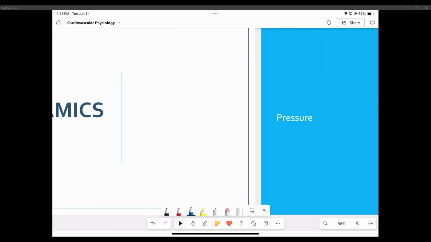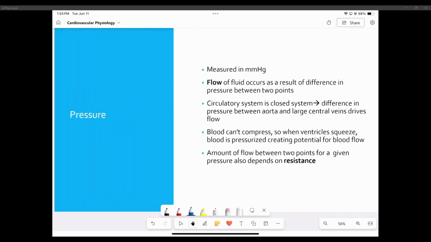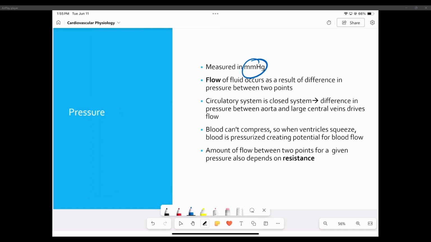Okay, so hemodynamics. So pressure. We measure pressure in millimeters of mercury. That's why your blood pressure that you register on the machine is in millimeters of mercury. That's the pressure unit that we use. Flow is a difference in pressure between 2 points. Flow will always go from high to low pressure. And it's these pressure changes in the cardiovascular system that allow our blood to flow effortlessly.